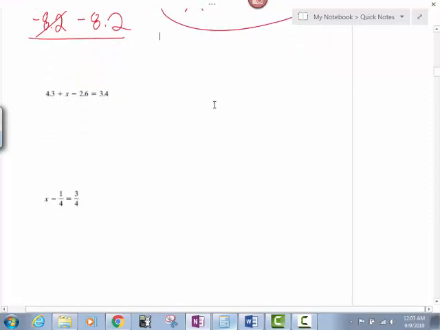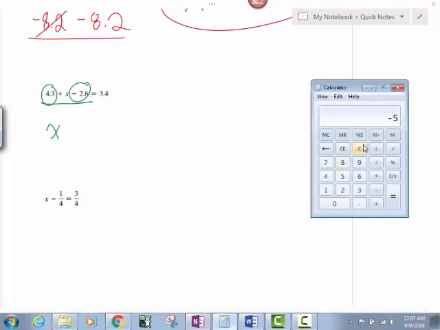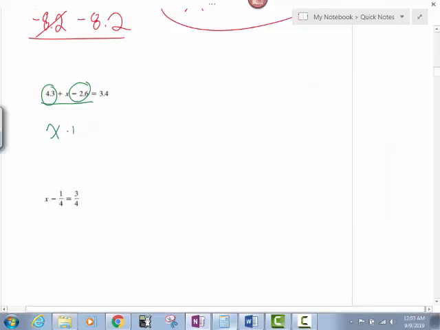Same thing here. So let's go ahead and fix what we can on this side of the equal sign. I'm going to leave my x alone, but I want to combine those two numbers, okay? So I'm going to grab my calculator one more time, clear that out. 4.3 minus 2.6 equals 1.7. So we have x, and then a plus 1.7 equals 3.4.